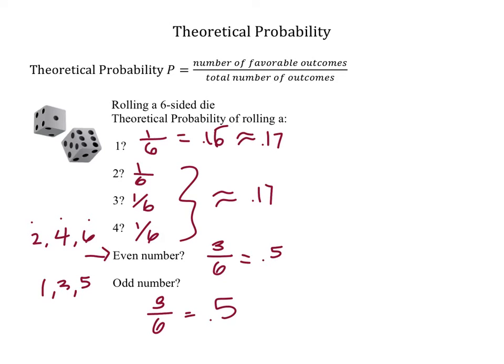Different questions that might be asked are, what's the probability that you'll roll at least a 4? When I say at least a 4, that means I'm either going to roll 4, 5, or 6. So that's still 3 over 6, which is half. If I ask, what's the probability of rolling less than 3? There are only two numbers less than 3, so it'll be 2 over 6, which is 1/3.